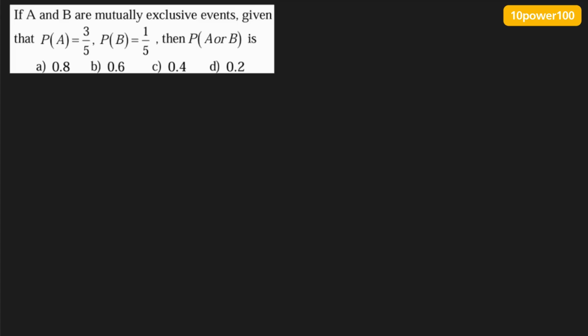Question: if A and B are mutually exclusive events, given that P of A is 3 by 5 and P of B is 1 by 5, then they're asking us to find P of A or B. Here once again, we have mutually exclusive events. You all know we already discussed this. What is mutually exclusive? The probability of A intersection B will be 0. They're asking us to find P of A union B, that is P of A or B.